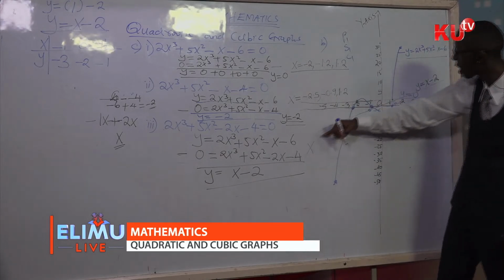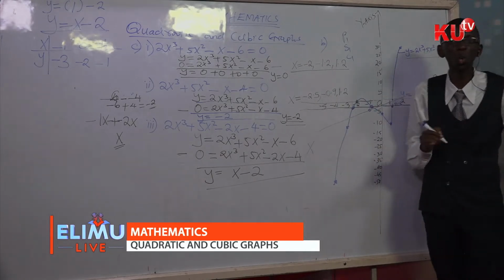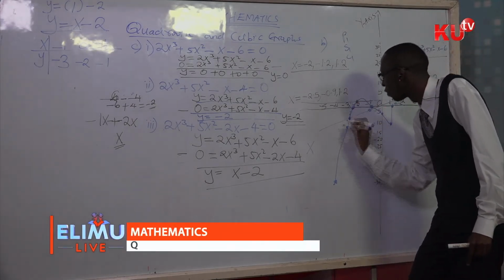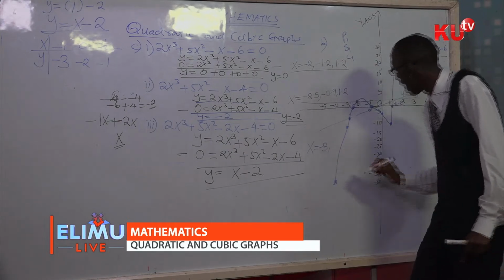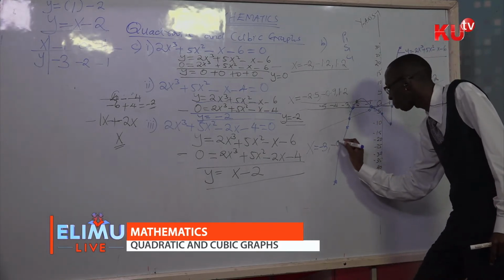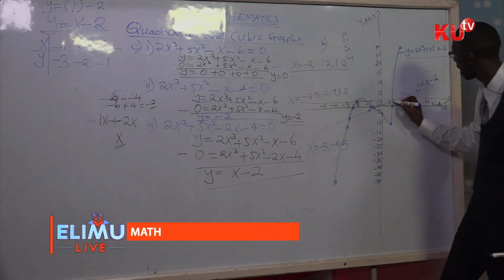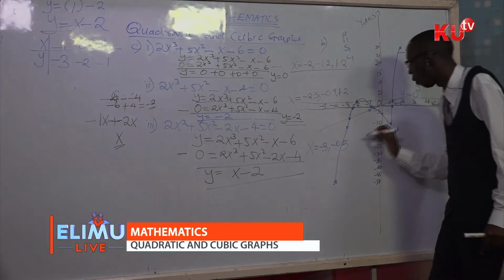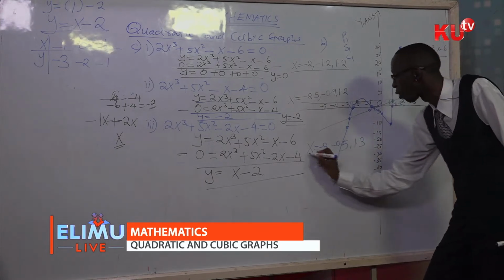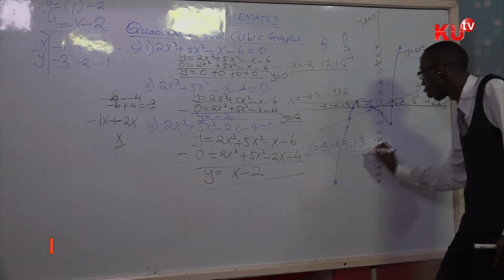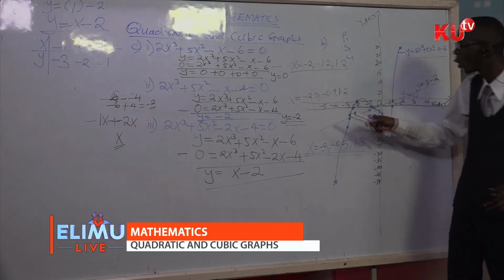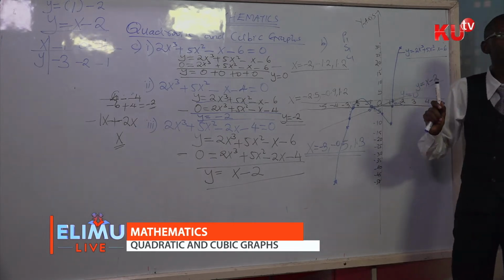Then read the values of x where the graph intersects with the line y equals x minus 2. The first one is here. Mine is -3. X is equal to -3. Another one is here, -0.5. And another one is here, positive 1.3. But your values might differ because you are using a graph book.